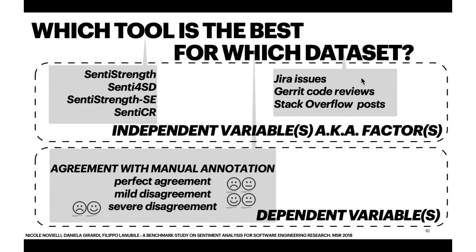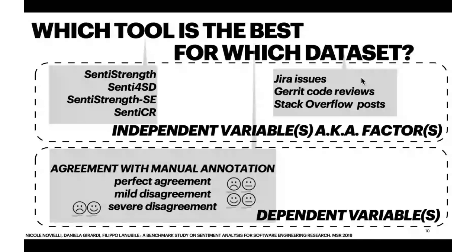So in this case, we have tools and data source as 2 independent variables, also known as factors. And as dependent variables, we can, for instance, consider the 3 forms of agreement as 3 different dependent variables. For instance, percentage of perfect agreement, percentage of mild disagreement, and percentage of severe disagreement.